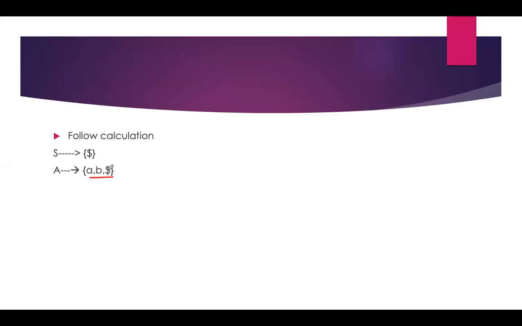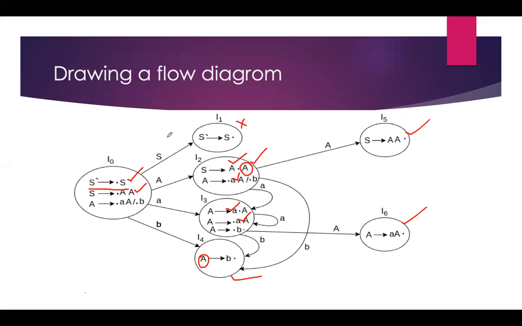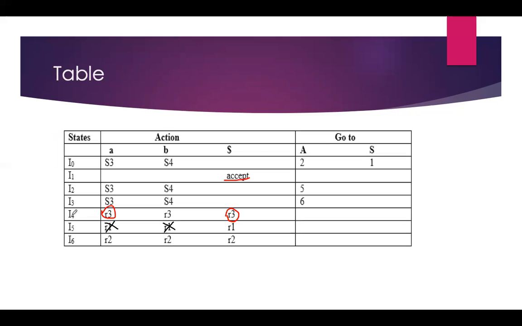Under the follow, what we need to fill? The rule number. What is the rule number? A tends to B, this is rule number 3. So R3 we need to fill under the follow of A. So check it out, in the I4 state under the follow of A, the first is small a, so R3 I filled. Under the follow of b, R3 I filled. Under dollar, R3 I filled it out.